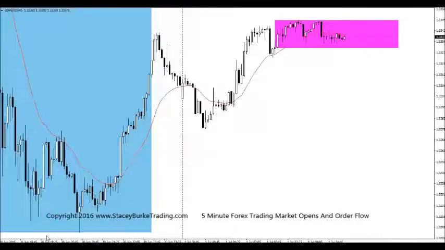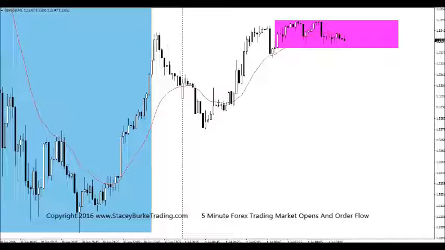Good day, traders. Stacey Burke from Stacey Burke Trading, and today we're going to just go over the London breakout trading and a couple of key things that can help you, and these apply to the US session as well in terms of looking at order flow, then establishing where your potential buy and sell levels are, and then being able to identify potential areas to place your trades and how to place your stops.